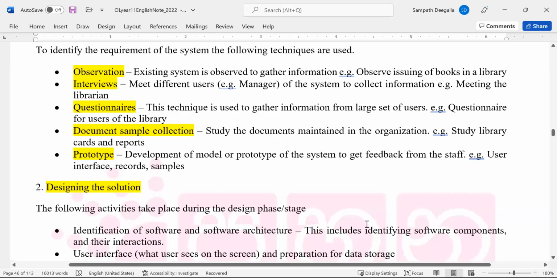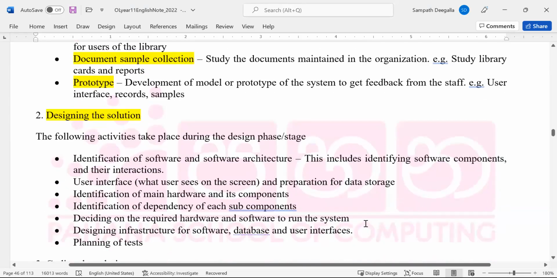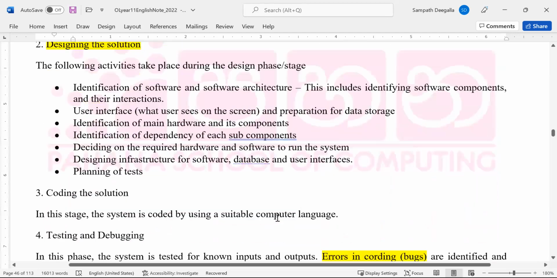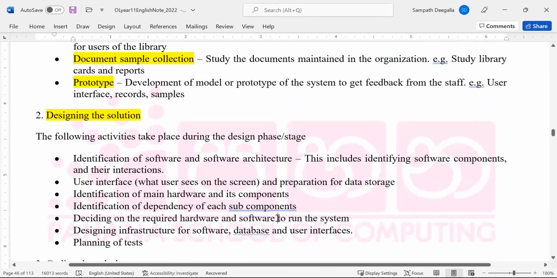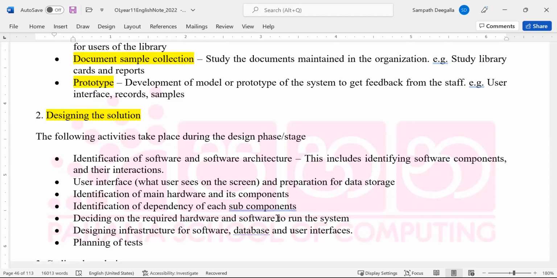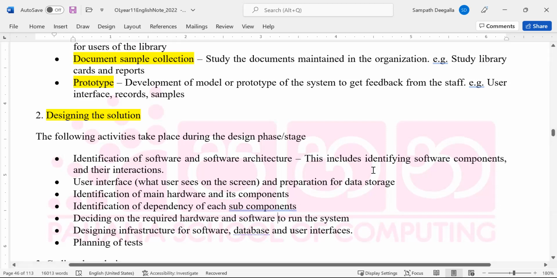Right. Now the next one is designing the solution. Designing means, once you actually collect information, you can design the solution. The first one is you have to identify the software and software architecture. Okay, what kind of software are you going to use? It's very important, right? It's very important.